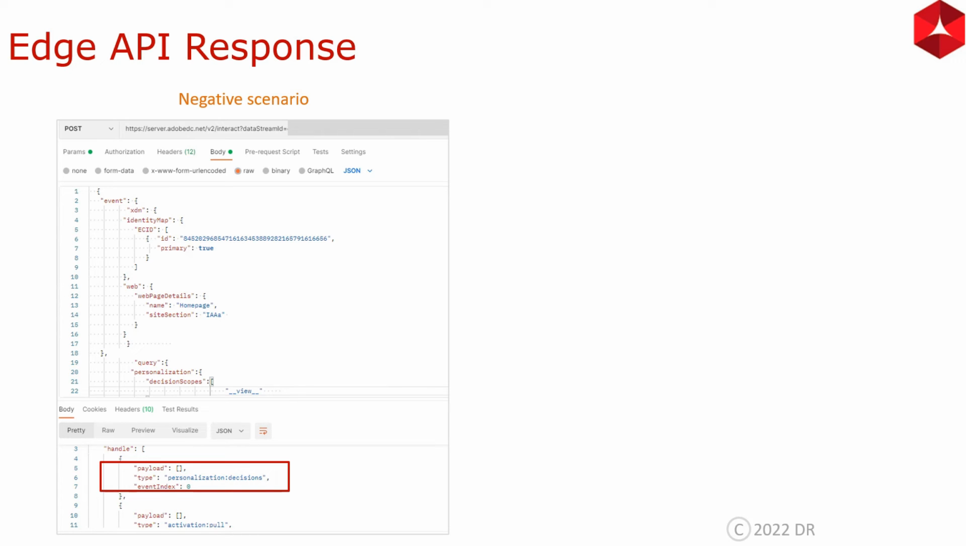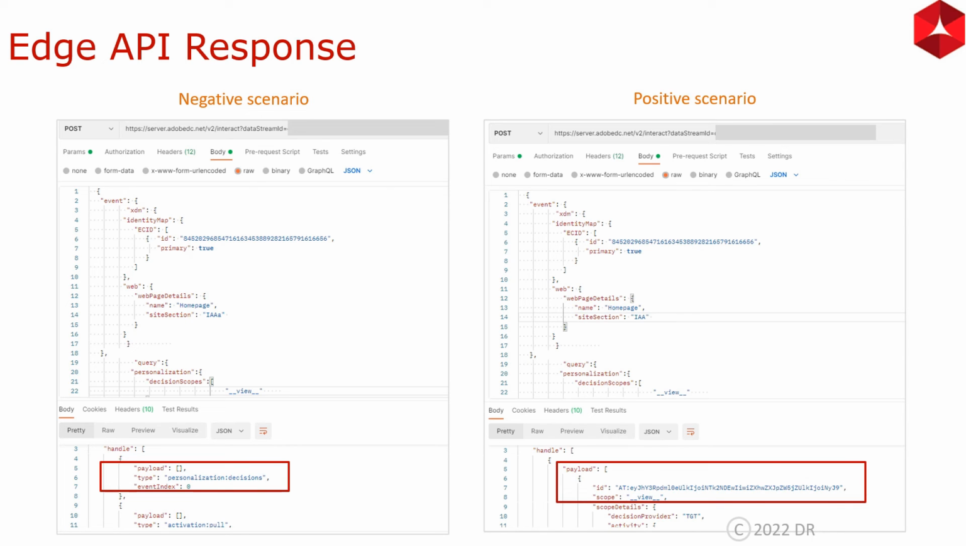Again, I will repeat, in the case of a negative scenario where we do not pass the site section value, or we pass it with a value that doesn't match the audience definition, then in that case, the response payload will be an empty array. That's how it works. So you can see the type is personalization decisions, and the payload for that type is an empty array, right?